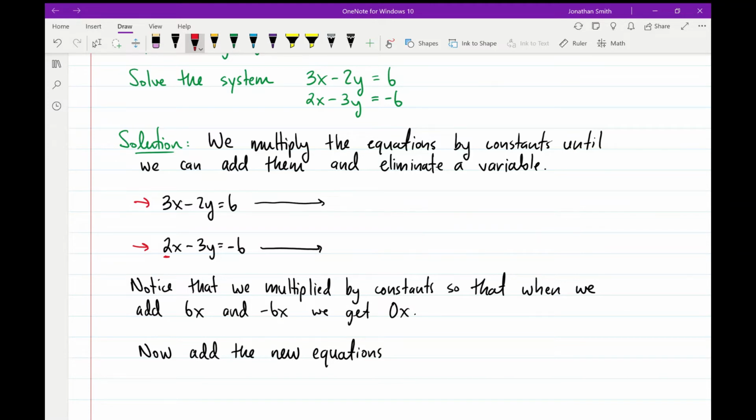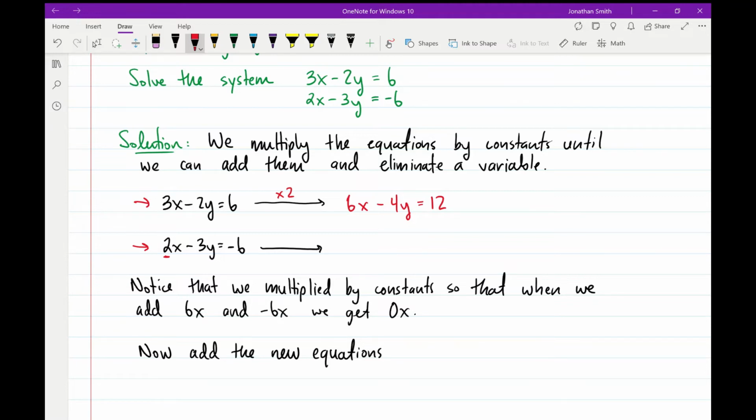So let's multiply the first equation by 2, and this will give us a 6x minus 4y, because remember you have to multiply each term in the equation, and then the 6 is going to become a 12. And in the second equation, I want to get a minus 6 so that when I add the two equations together, the x's are going to cancel with one another.